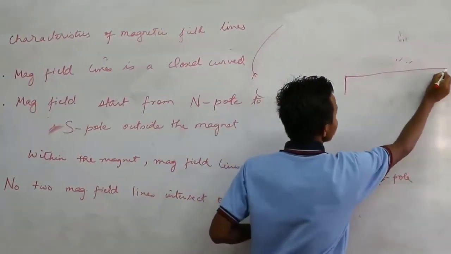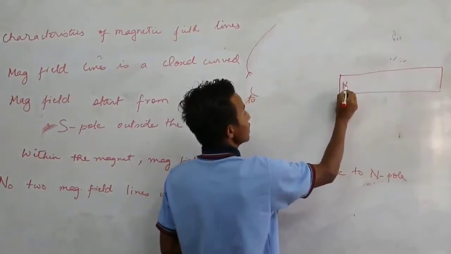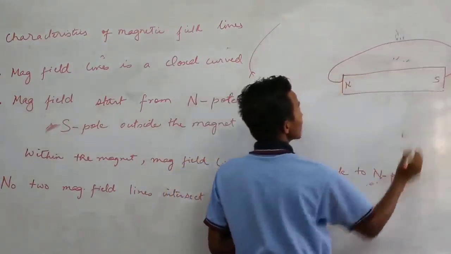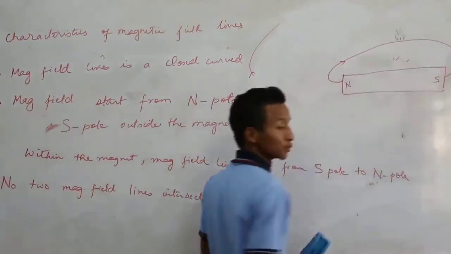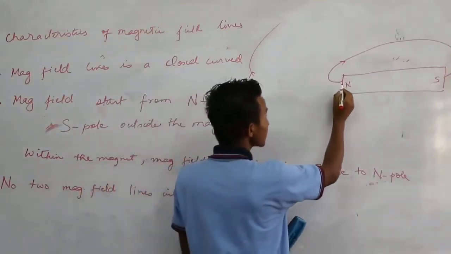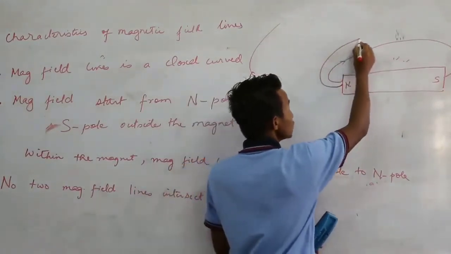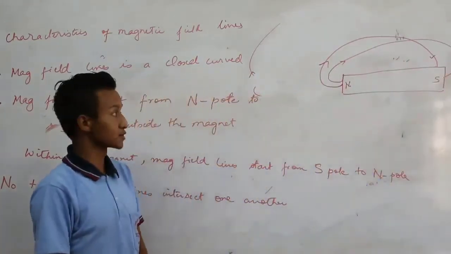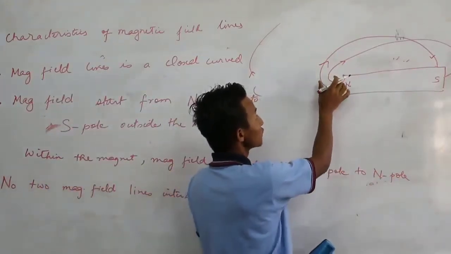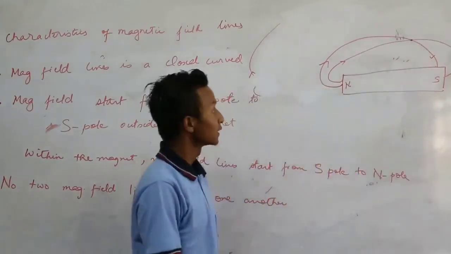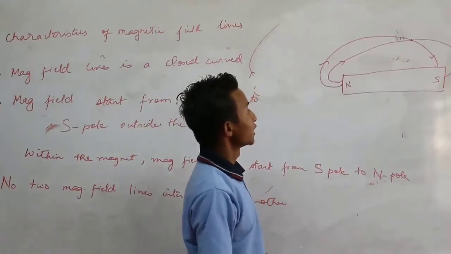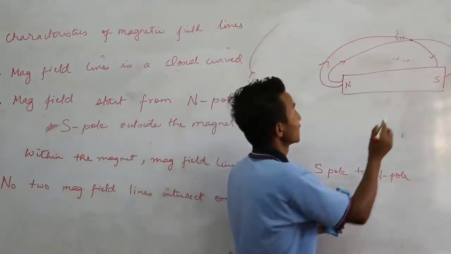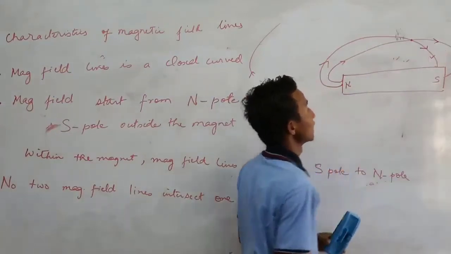Suppose this is a bar magnet which has a North Pole and a South Pole, and suppose this is one magnetic field line starting from North to South. Suppose we consider another magnetic field line such that the two field lines intersect one another, starting from here and here. What will you observe? You will observe that these two curved lines will meet at this point, and at this point the direction of the field lines will break into two, one going this way and the other going the other way.